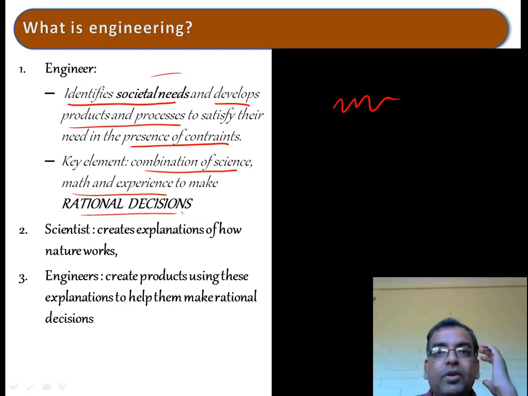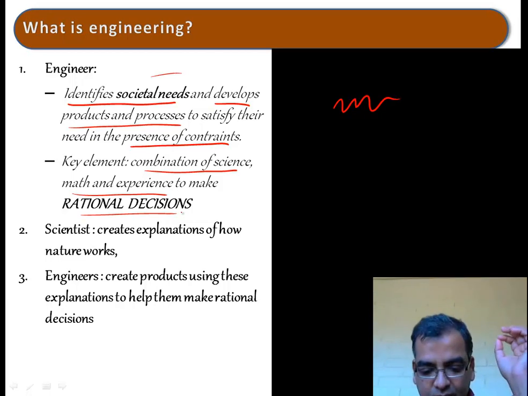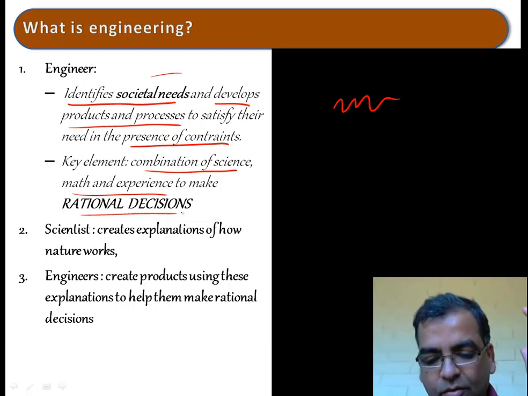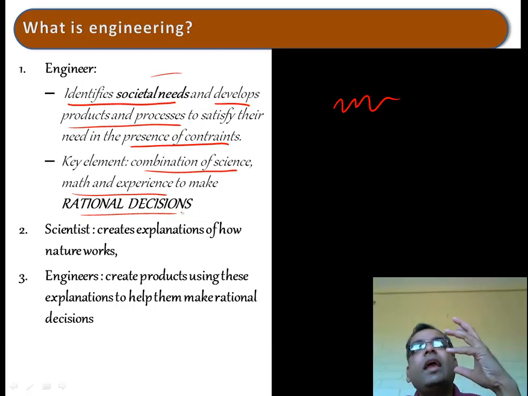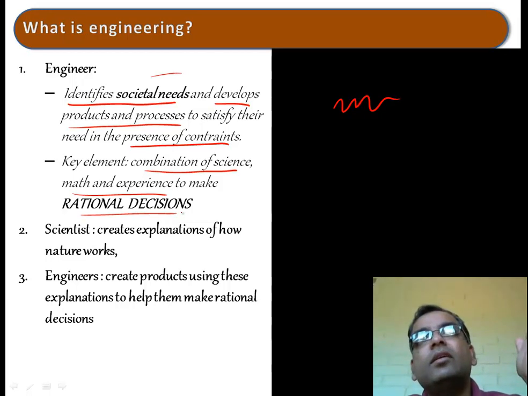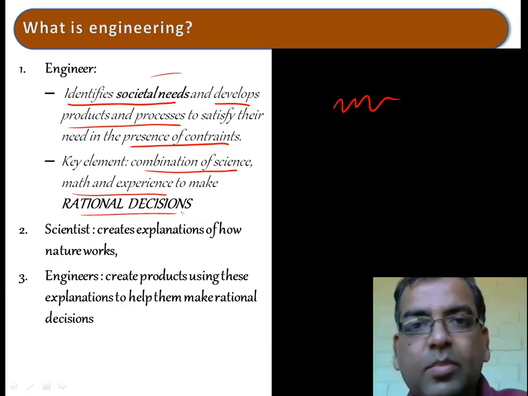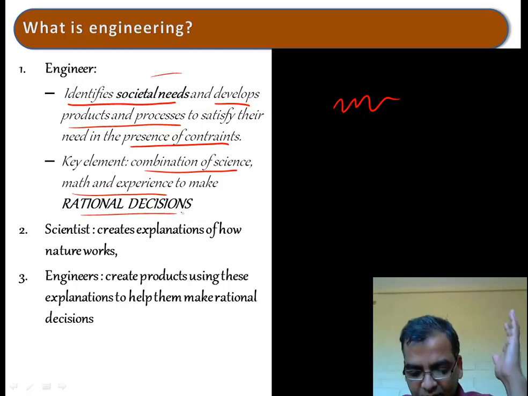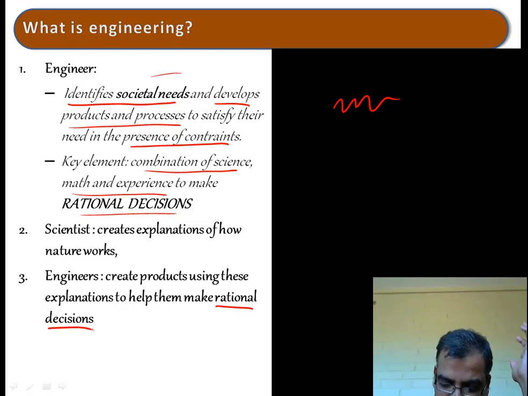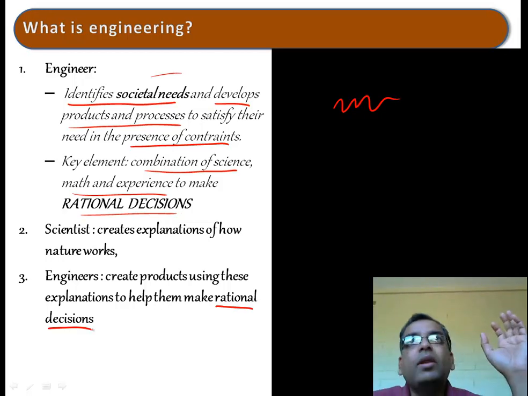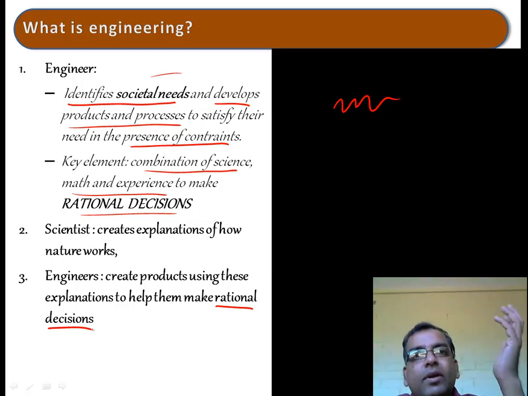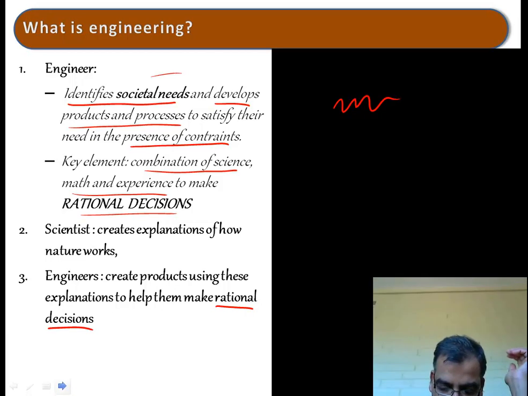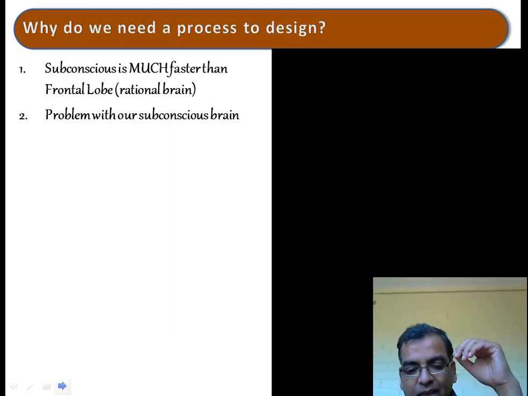Now, there's a fundamental difference between what a scientist does and what an engineer does. A scientist is one who creates explanations of how nature works. Engineers create products using these understandings, using these explanations to help them make rational decisions. Again, I mentioned this word rational decision, but that's something that we will have to figure out what exactly that means. What is it that we are trying to combat here? Okay, so let's go down into the details.